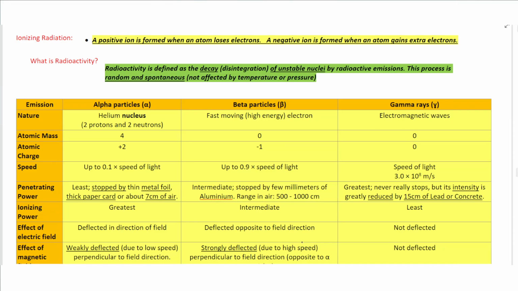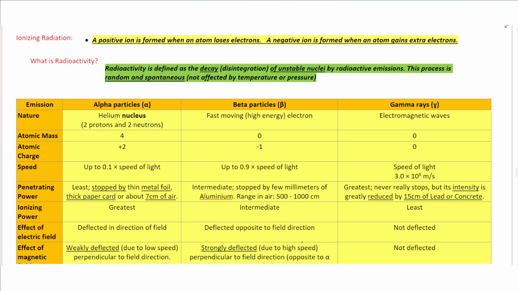Now we need to differentiate between alpha, beta, and gamma radiations, which are the types of ionizing radiation emitted from an unstable nucleus. They are all emitted from nuclei, not from the atom as a whole. It's from the nucleus only. So an alpha particle is a helium nucleus, or two protons and two neutrons. Beta particles are one electron emitted from the nucleus. Gamma radiation is an electromagnetic wave released from the nucleus.